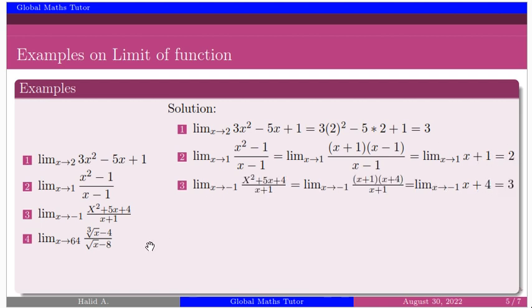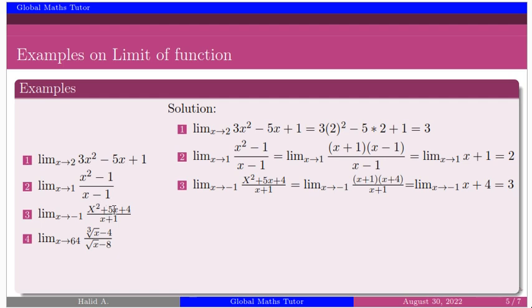The third one is x squared plus 5x plus 4 over x plus 1 as x approaches minus 1. So when we substitute minus 1, again the denominator is 0. So we have to have a way to simplify this one, if it is possible.